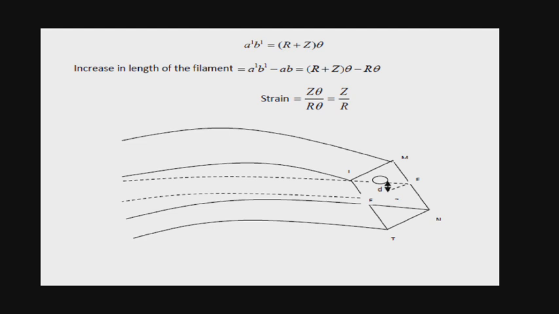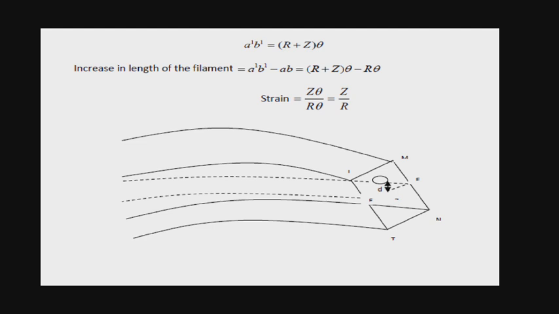That is the plane of symmetry, also called the plane of bending. The line of intersection of the plane of bending with the neutral surface is called the neutral axis. In this figure, we can take A'B' to be an element at a distance z from the neutral axis.